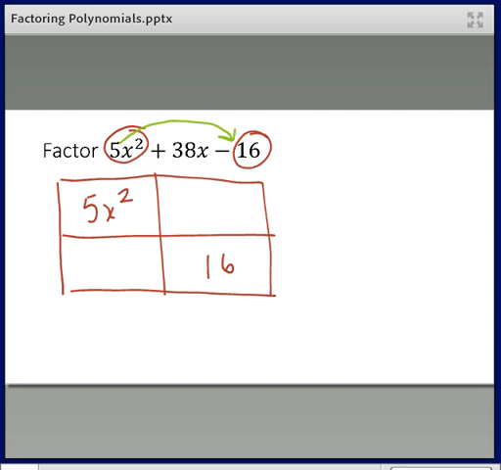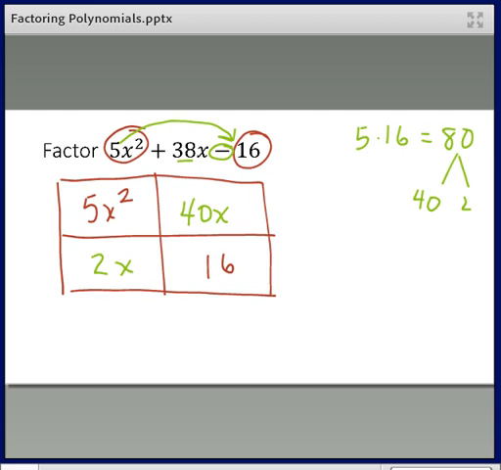Second step is to multiply the 5 and the 16. 5 times 16 equals 80. So now I need factors of 80 that subtract to equal 38. So what factors of 80 subtract to equal 38? That's 40 and 2. So I must take a 40x in one box and a 2x in the other box.